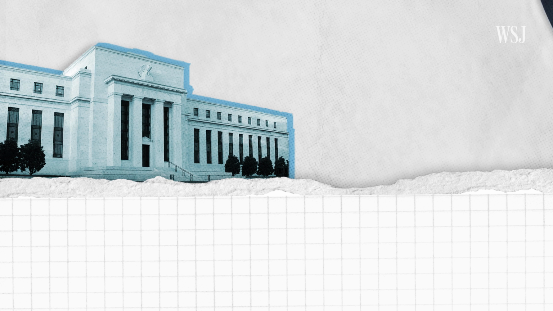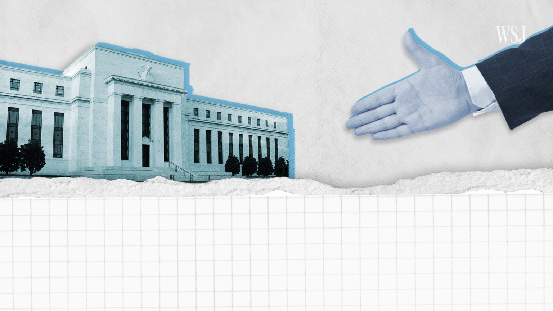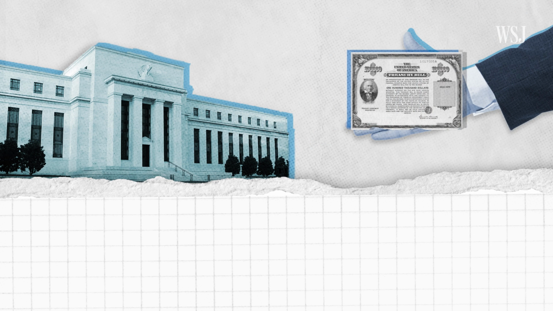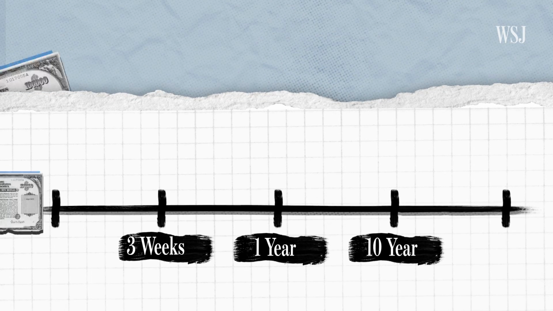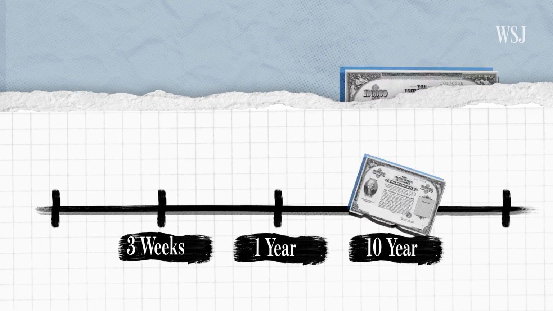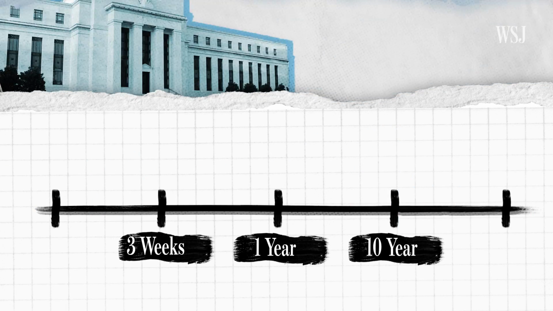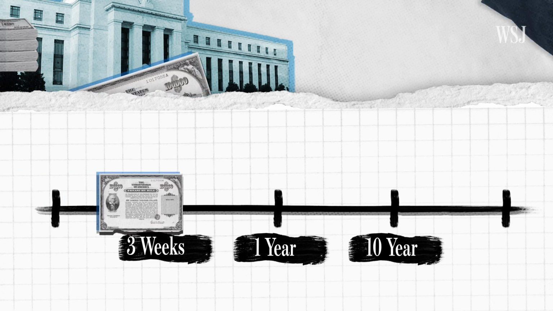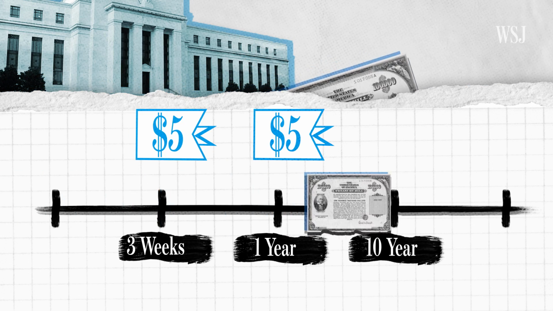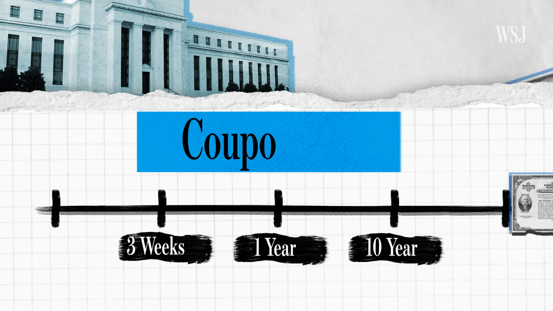To understand negative yields, you need to understand how bonds work. Bonds are a form of debt that governments and companies issue for various lengths of time. A bond's lifespan can range from a few weeks to a few decades. Bond issuers make regular interest payments to bond holders over the asset's lifespan. This is known as the coupon rate.